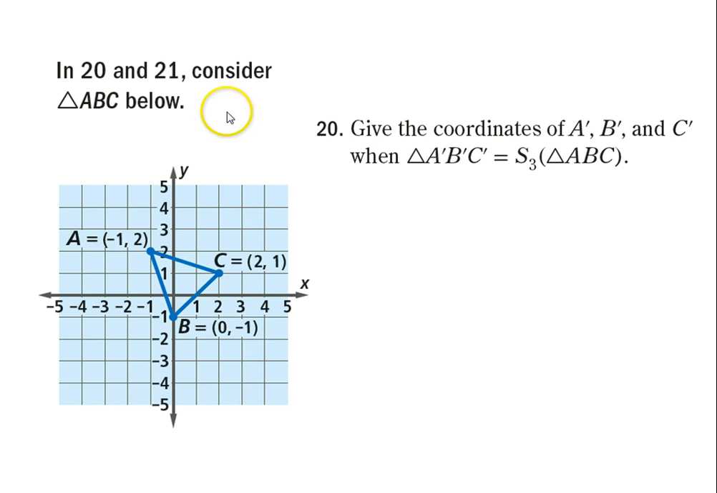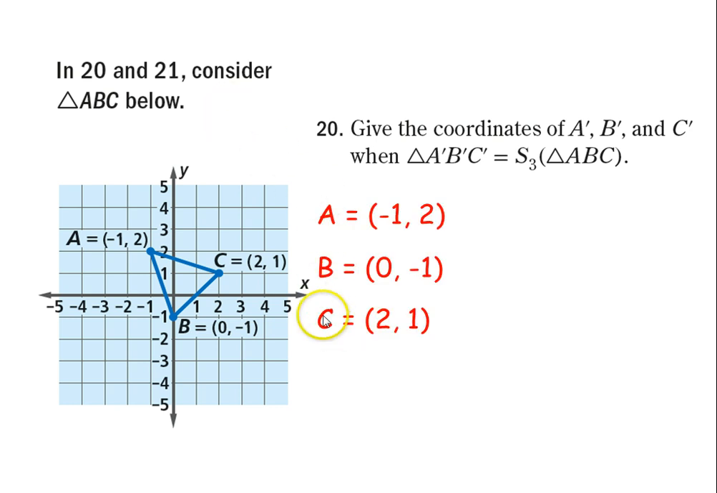So what we're going to do is take our 3 points, A, B, and C. That's from our given triangle here. This is triangle ABC: negative 1, 2; 0, negative 1; and 2, 1. So I have the points here. When we perform a size transformation with a factor of 3, all we're going to do is take these 3 points and multiply them all by 3. So we're going to take each coordinate and multiply it by 3.